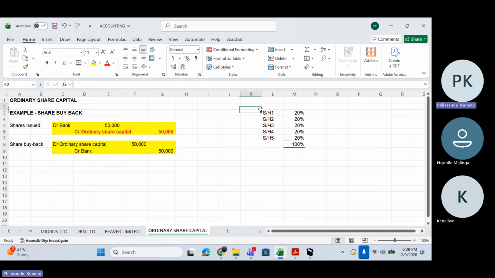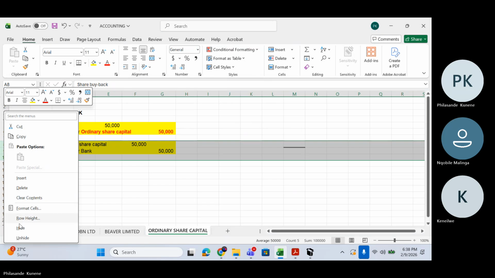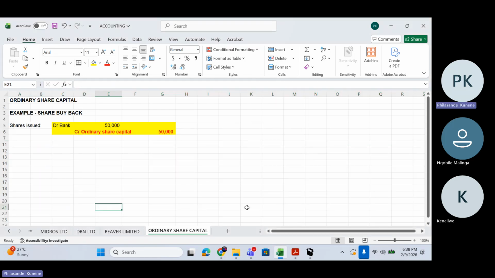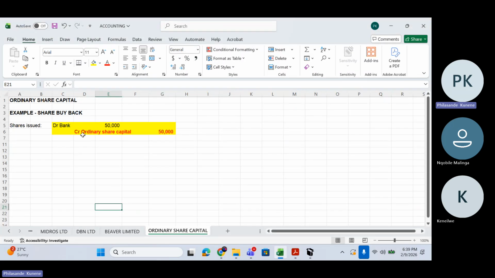Right? Let me just remove the other scenario for now. I don't want us to see this for now, but I will show it. You see what they're saying? All amounts received for the share issue are credited to the ordinary share capital. They're talking about this debit to bank and it credits the ordinary share capital. We understand that. I've already spoken about it.